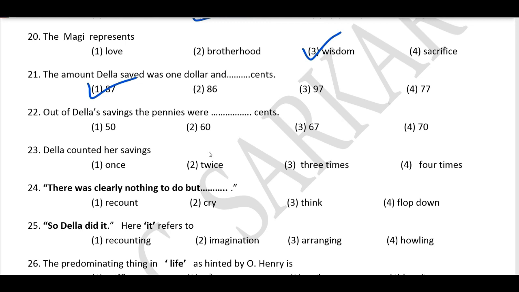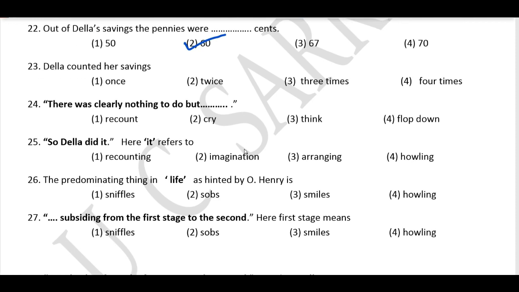Then 22. Out of Della's savings, the pennies were dash cents. Okay. Pennies means old US coins. So there were 60 cents. You know, it's also mentioned in the text very explicitly. So the right option is 2.